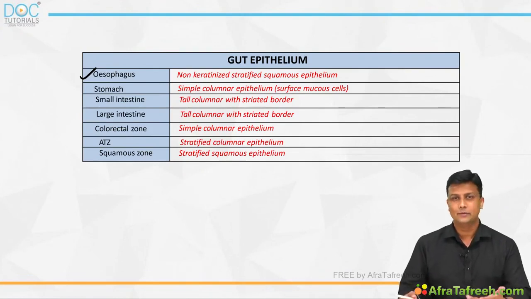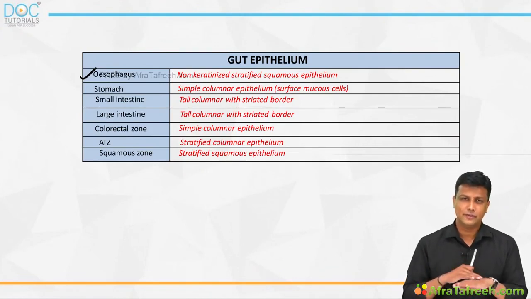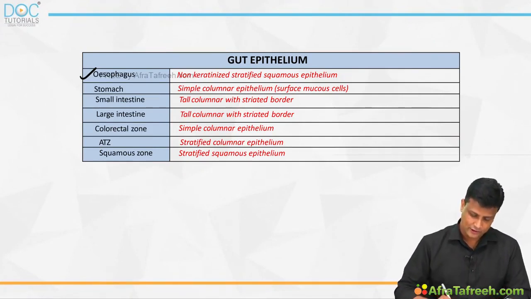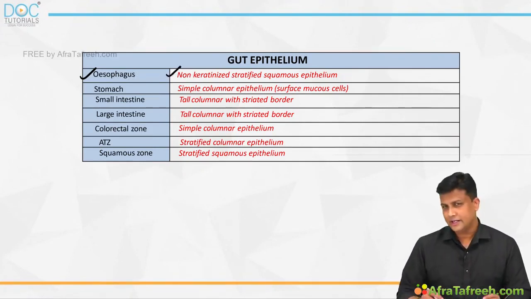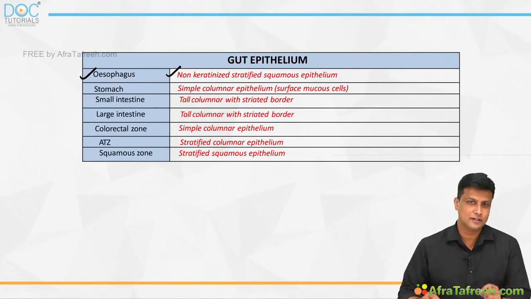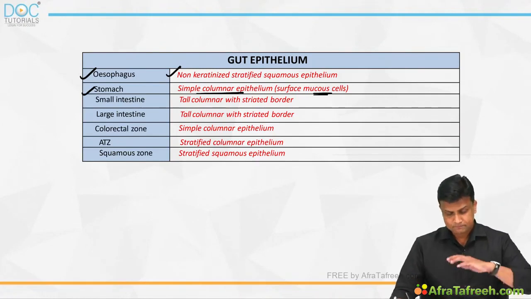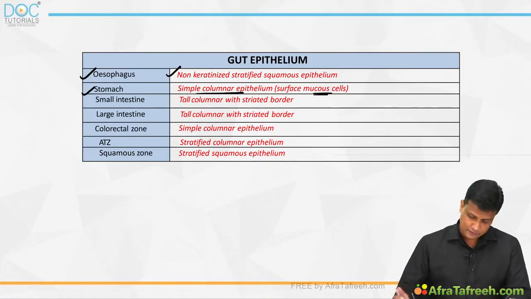Of course, it will be non-keratinized. Keratinized will be present on the skin and all those dry surfaces, but in the esophagus it will be non-keratinized. In the stomach, it is not about the wear and tear, guys. In the stomach and intestines, you will have columnar epithelium. So in the stomach, you have simple columnar epithelium, which is of course covered by mucus. Mucus cells will be present over there.